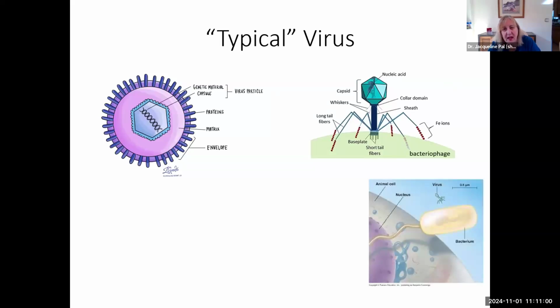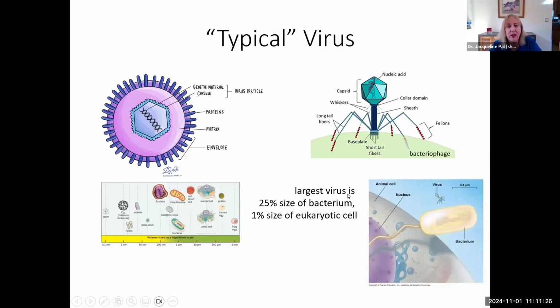So if we compare sizes here, the reason why I showed you bacteriophage is because that's what they're using for their example of the virus. In this picture, you can see how tiny this virus is compared to our bacterium here with the little flagellum. Think our cholera bacterium. And you can see how small that is compared to a normal cell with some endoplasmic reticulum and a nucleus. So the largest virus is only 25% the size of the bacterium and only 1% the size of a eukaryote.